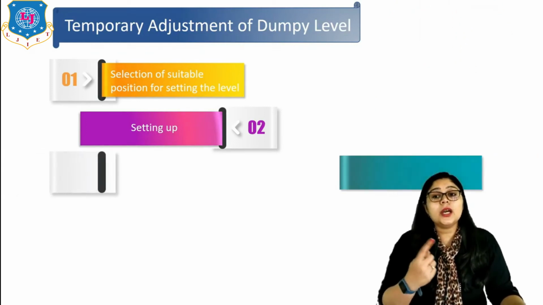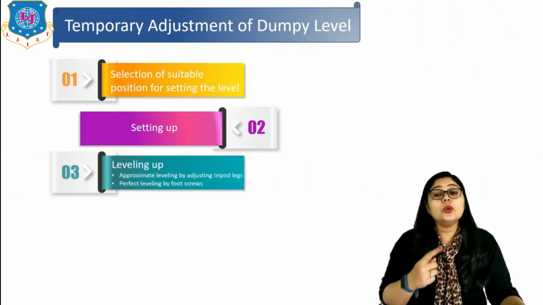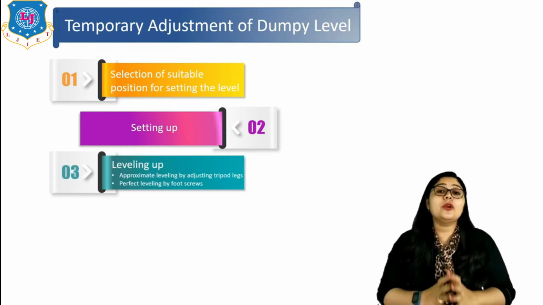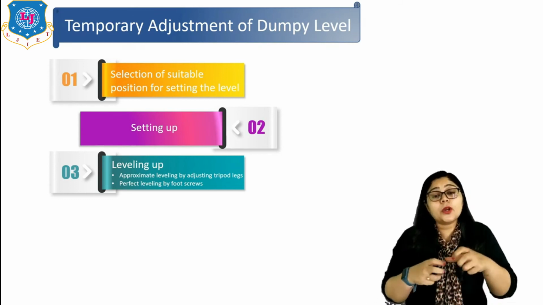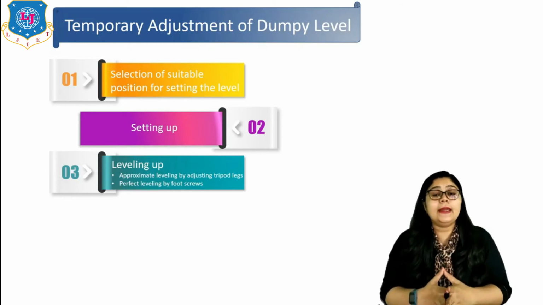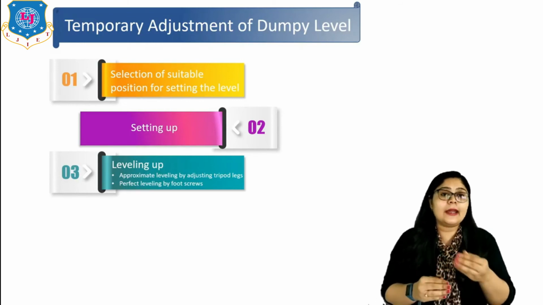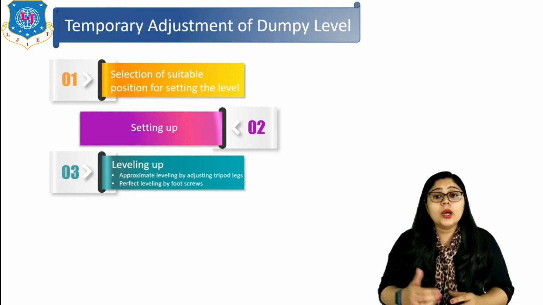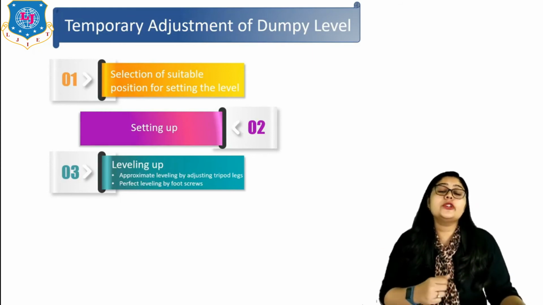Now, the third step is leveling up. It means what? We have to approximately level by adjusting tripod legs. As I said earlier, in setting up, first we try approximately to level it. Every time it is not accurate, but we try our best approximately to adjust it. Second, we can do the perfect leveling by foot screws.